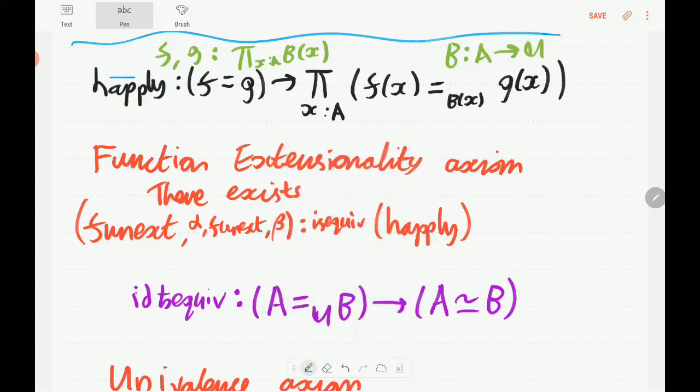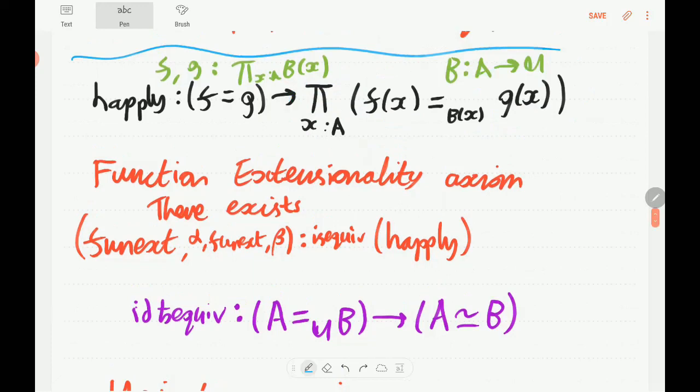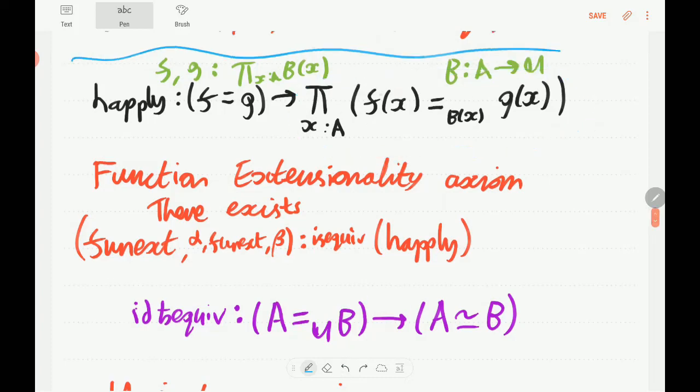there's this function happly, which takes a member of this identity type, f equals g, to a member of this type, pi of x in A of f of x is equal to g of x. So this is a sort of pi type built using these identity types. And so happly is a kind of function from the space of paths from f to g to this space of proofs that f and g are pointwise equal, okay? Because an element of this type here is really a proof that f of x is propositionally equal to g of x for all x in A.